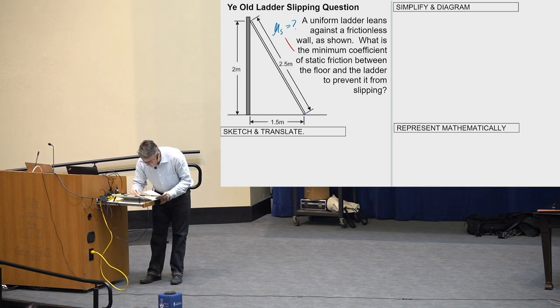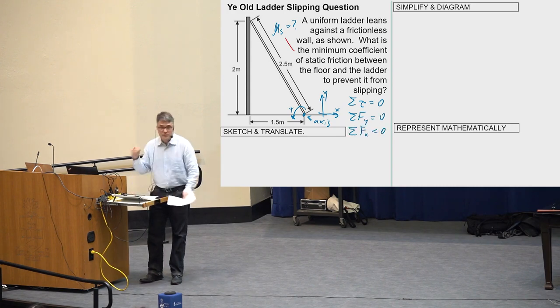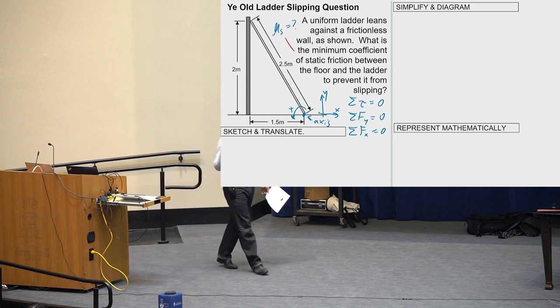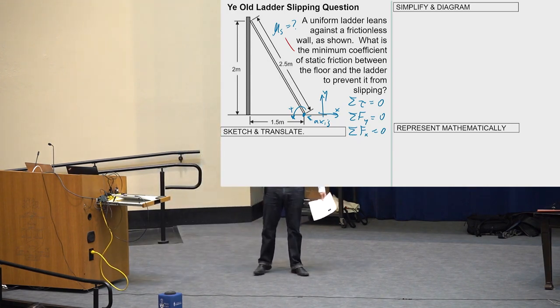So what I'm going to do, I'll sort of define the rotation axis right there. This will be the axis. I can define plus y is up, plus x is to the right. And what I want to do to solve this is set the torques equal to 0, the sum of all the forces in the y direction equals 0, and the sum of all the forces in the x direction equals 0. So it's a static equilibrium problem. Those are the three equations you tend to use.